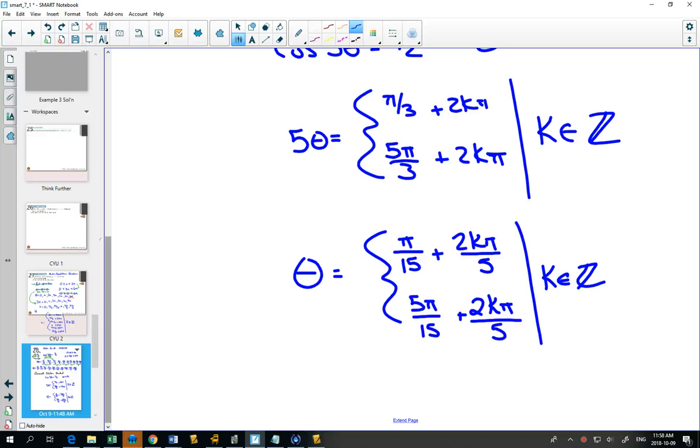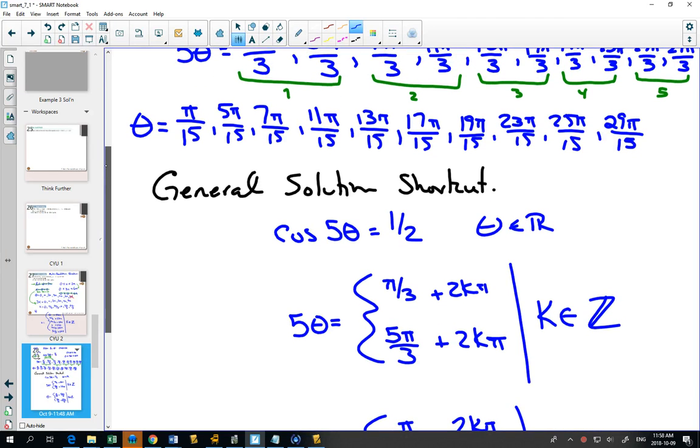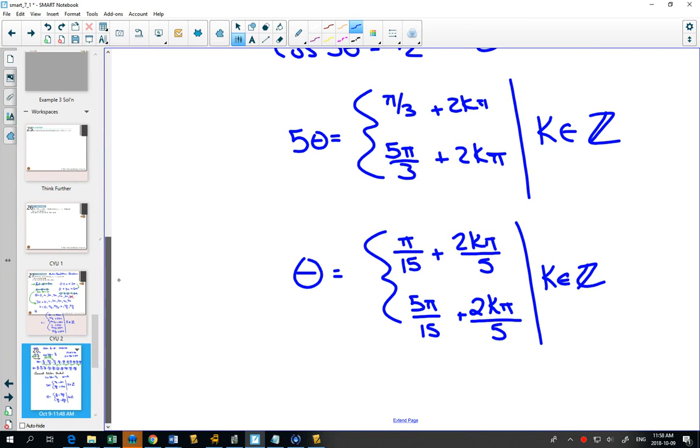When you're asked for the general solution on a test or a quiz, you can either use the shortcut here, where you do the general solution first and then deal with the multi-revolution in the end. Or you can do the multi-revolution first, get all your answers between 0 and 2 pi, like we did, and add 2k pi to all of them. So that's your choice. Okay, questions for practice on this one are number 10.